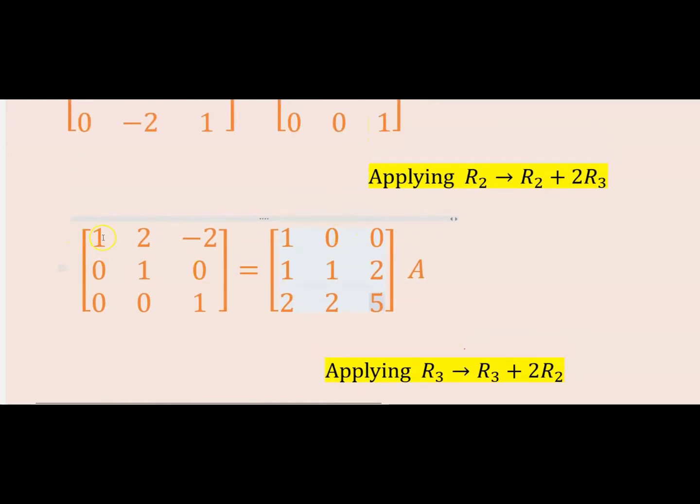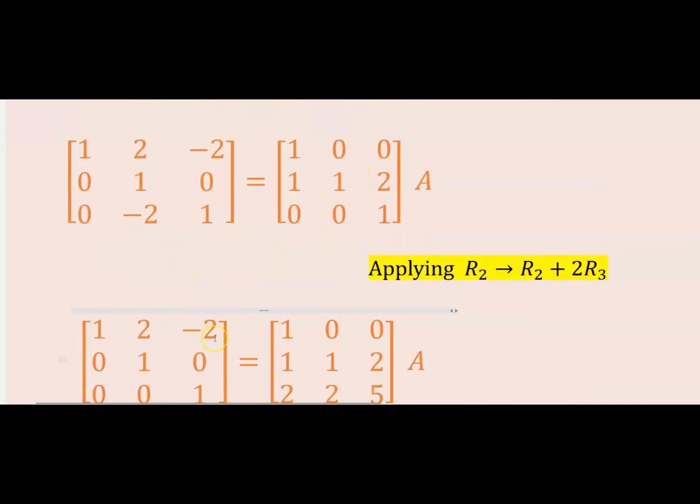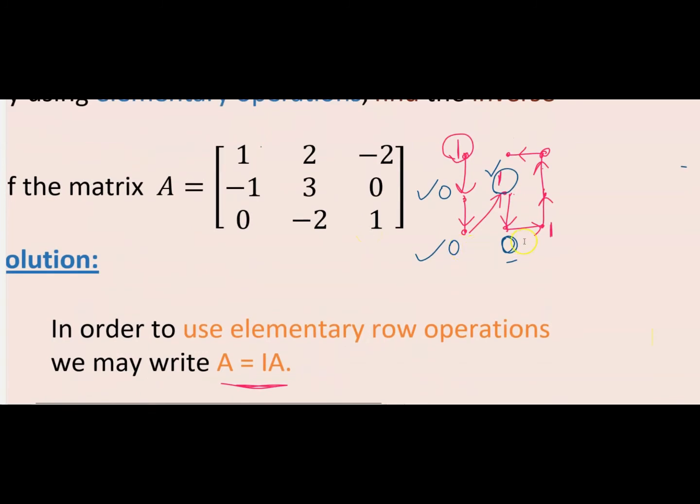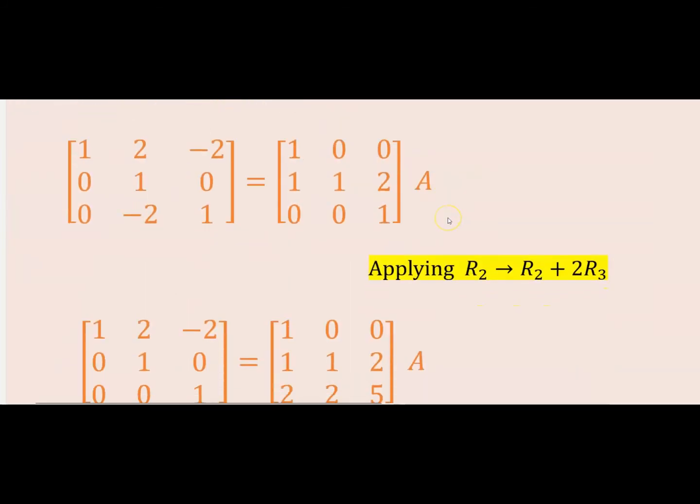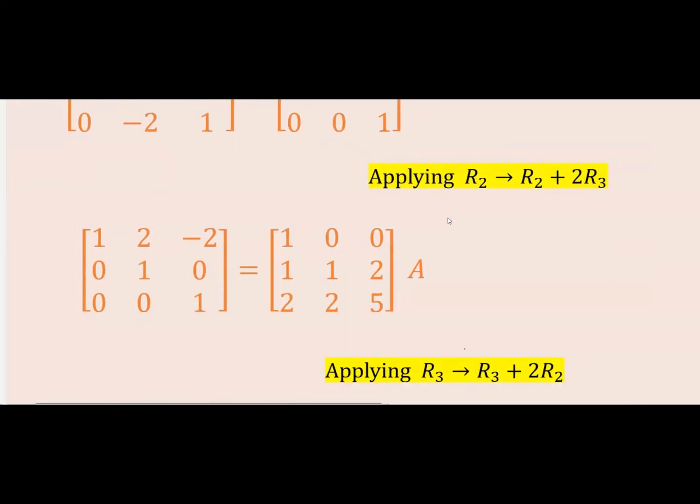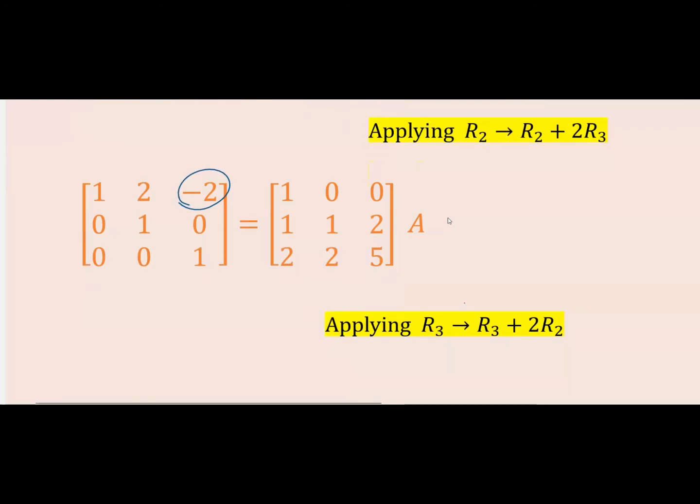Now, as you can see, this is 1 0 0, this is already 1, no need to convert it, and this is 1. So according to the pattern, what was the pattern? Now we need to convert this one as 0, because this is already 1, this is done, and this is already 0, this is also done. So what is the entry at this place? The entry is minus 2.